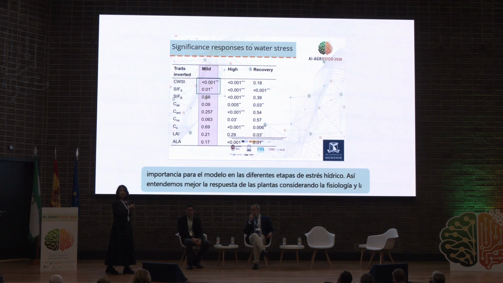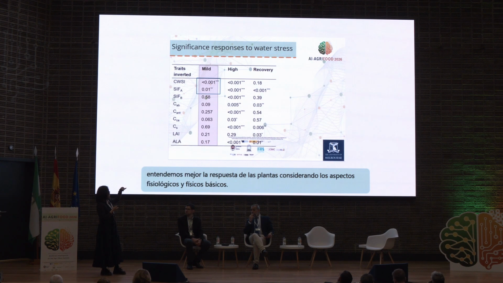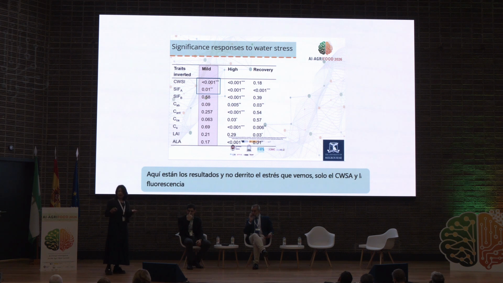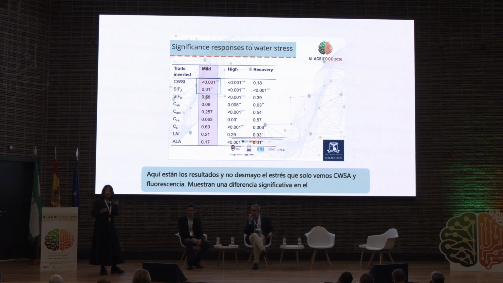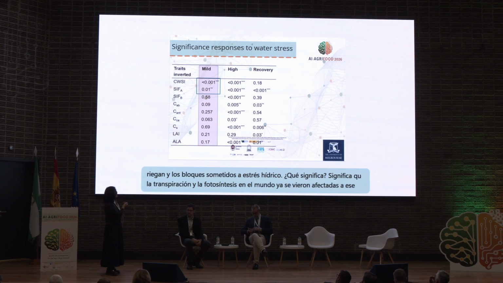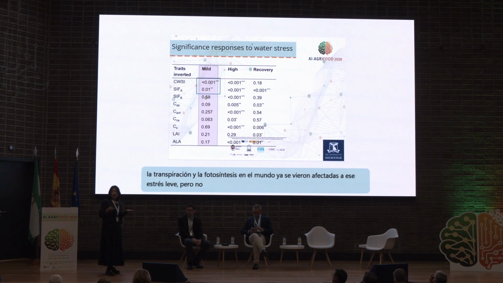Here are the results. At the mild stress, we see only CWSI and the fluorescence show significant difference between well-watered and the water-stressed blocks. What does that mean? It means transpiration and photosynthesis were impacted already at that mild stress, but it did not impact the other leaf biochemical or the canopy structural traits yet.